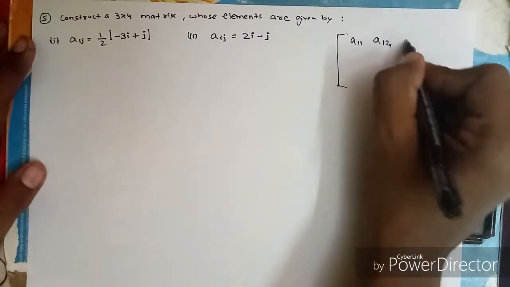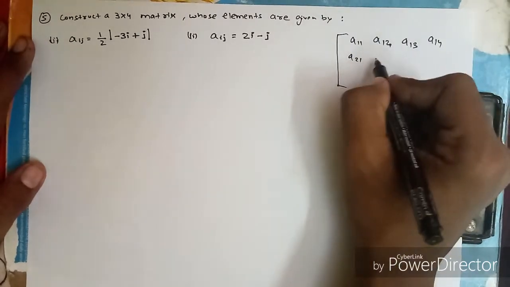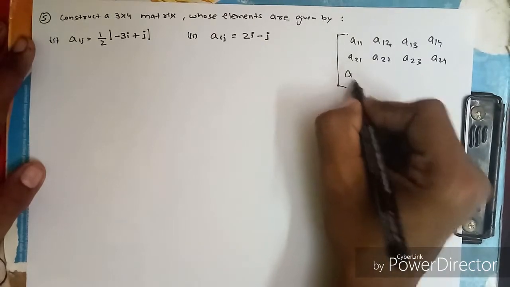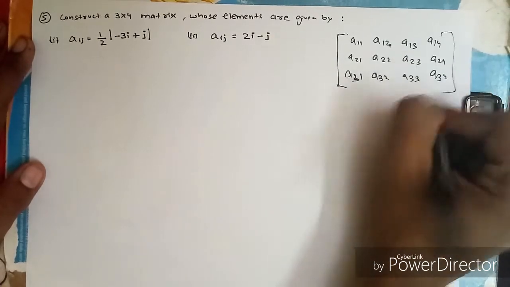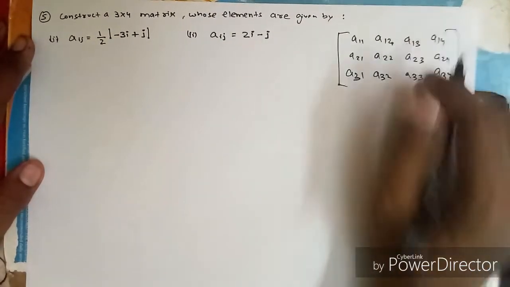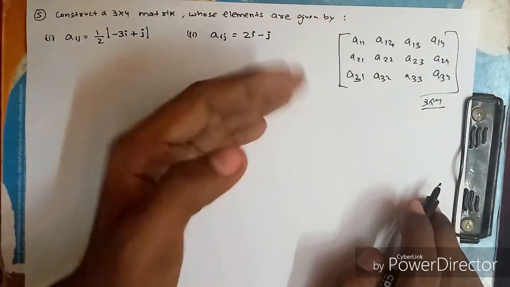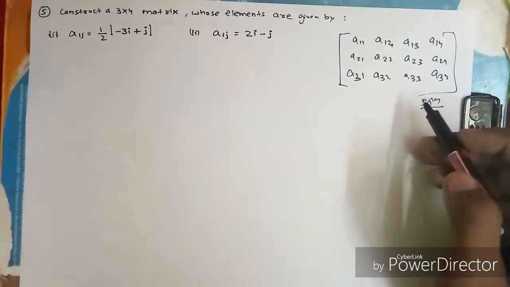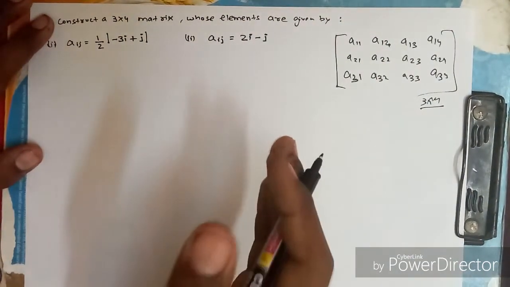So a 3 cross 4 matrix is represented by a11, a12, a13, a14, then a21, a22, a23, a24, then a31, a32, a33, a34. This is how we represent a 3 cross 4 matrix. The number of rows is 3 and the number of columns is 4. So again we will use the same concept which we have used in the previous problem.